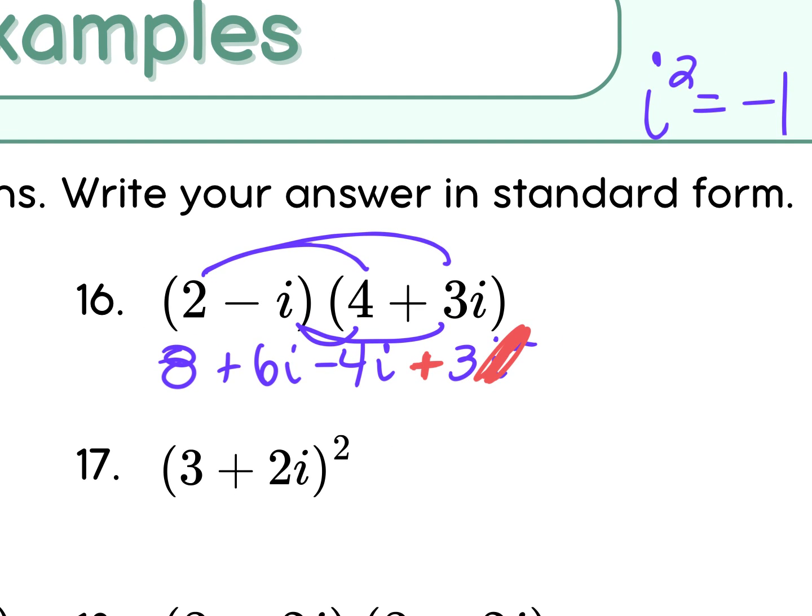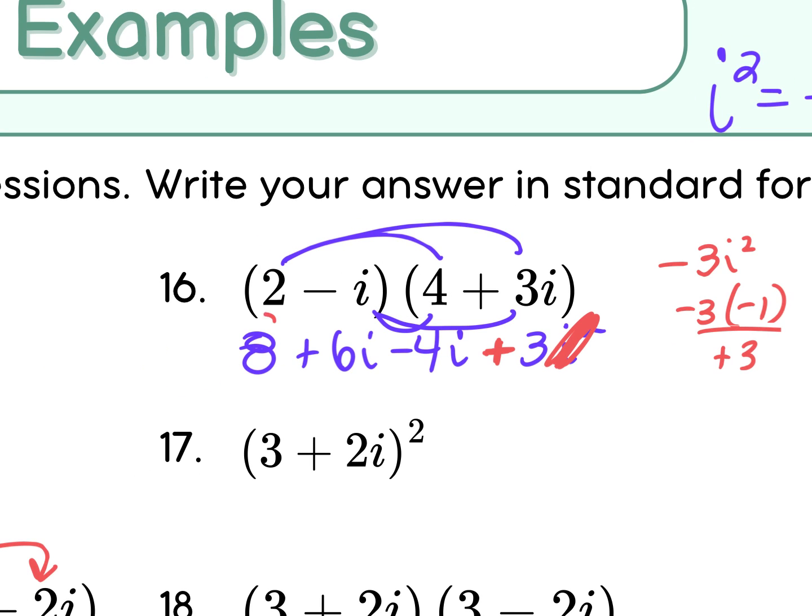Well, think about this. If I have minus 3i squared, this is -3 times what is the value of i squared? -1. So when I multiply -3 times -1, what do I get? A +3. As soon as you see an i squared, I'm going to tell you guys, cross it off, change the sign in front. So now I can combine real with real. What is 8 plus 3? 11. And imaginary with imaginary. What's 6i minus 4i? Plus 2i. Perfect. Good job.